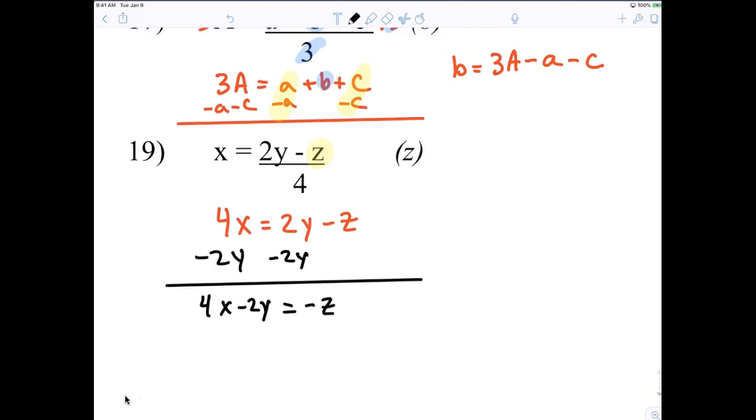Negative z. 4x minus 2y equals negative z. Now, I'm not done, but ask me your question. So it sounds like how you explain that. So why would you divide these? Why did you want to divide? Because I thought 2y was multiplication.